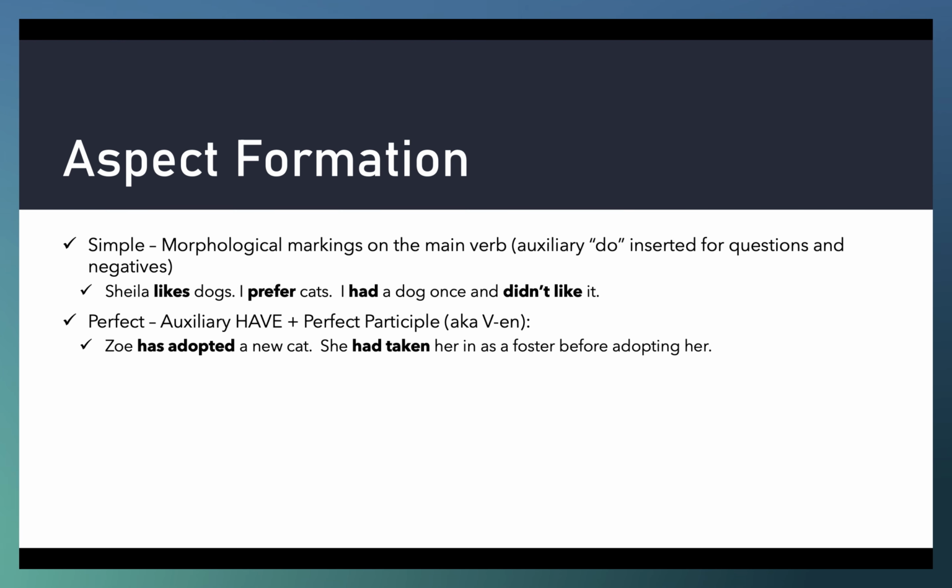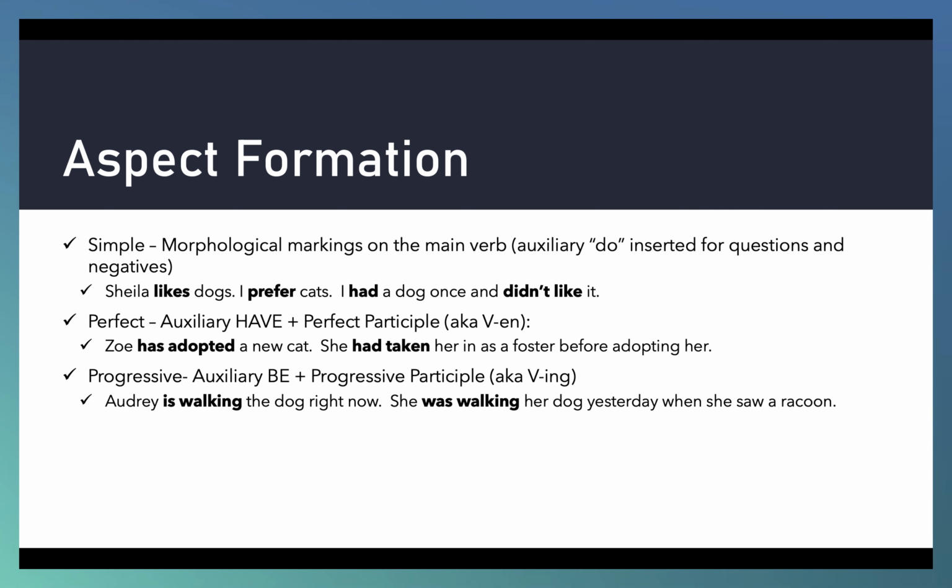The perfect aspect is formed by the auxiliary have, which is inflected either for present tense or for the past tense, and the perfect participle of the main verb. All regular verbs make their perfect participles by adding the suffix ed, just like they do in the past tense. But historically, the suffix was en, which is still retained in participles like spoken, broken, gotten, driven, or gone. The examples of the perfect aspect would be, Zoe has adopted a new cat. She had taken her as a foster before adopting her.